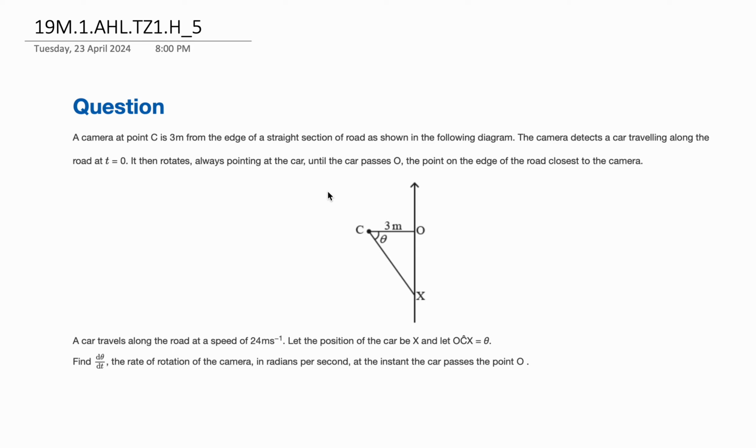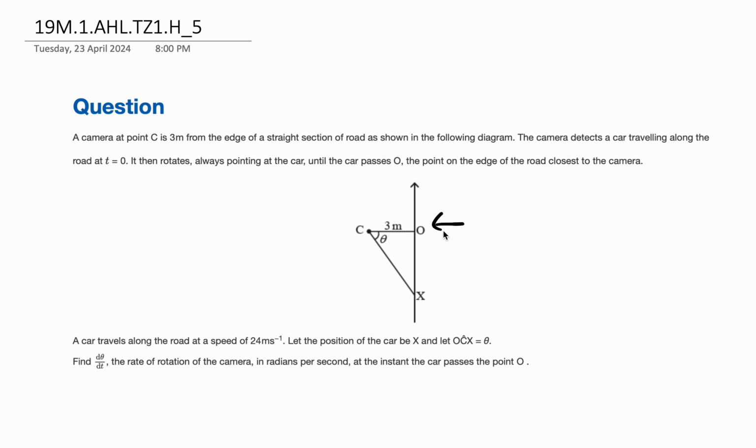Let's get started. A camera at point C is 3 meters from the edge of a straight section of a road as shown in the following diagram. The camera detects a car along the road at t is equal to 0. It then rotates, always pointing at the car until the car passes O right here, the point on the edge of the road closest to the camera, which is right there.